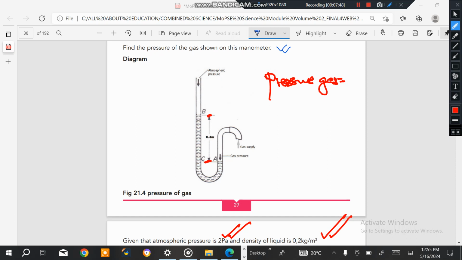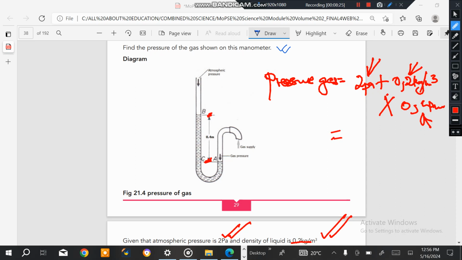So we are going to say what? The atmospheric pressure, which is 2 Pa, plus the density, which is 0.2 kg per cubic meter, times the height, 0.4 meters. So this one is atmospheric pressure, this one is the density of the liquid, and this one is the height from B to C. Right, you're going to get what?